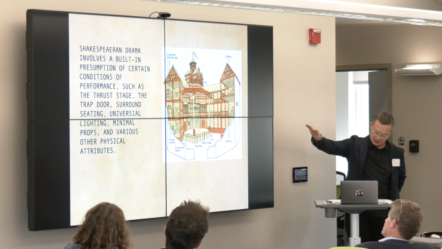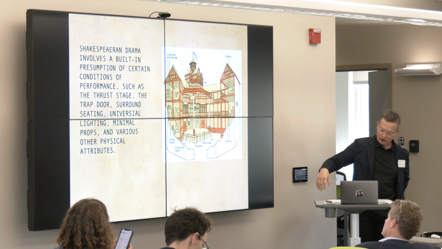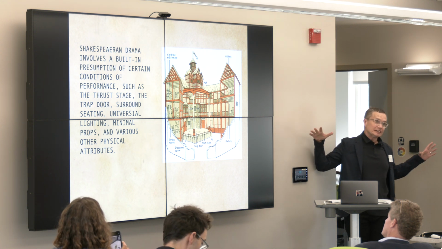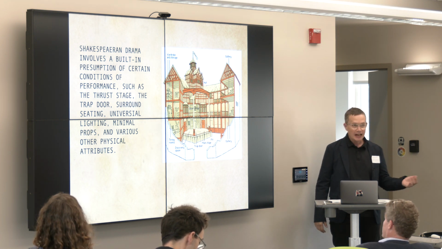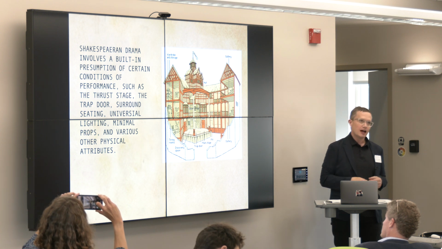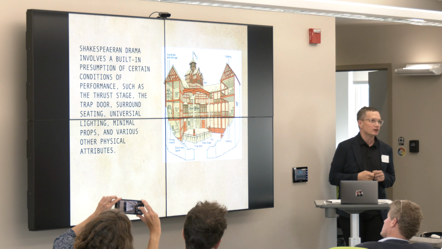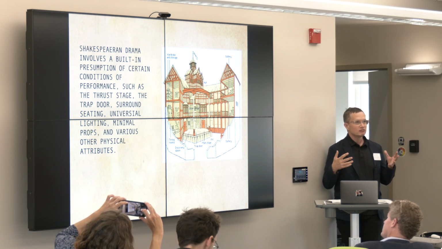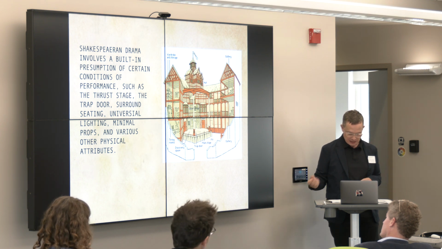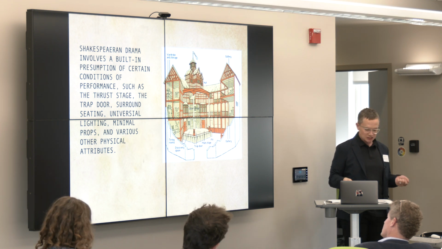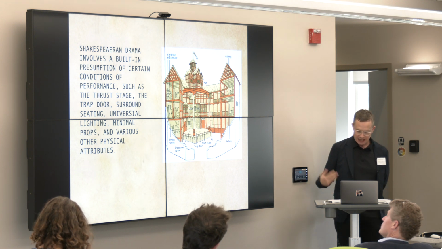So you have things such as a thrust stage, a trap door, surround seating, or almost surround seating anyway, universal lighting, everybody can see each other. There is a real minimum of props for the most part on the Shakespearean stage. In any given scene, there's only things that people can carry on and off stage very, very easily. Now, all of these elements are written into the DNA of a Shakespearean text and help make it what it is.